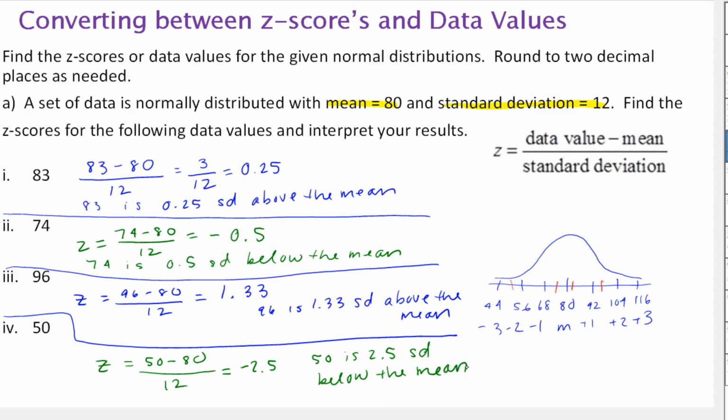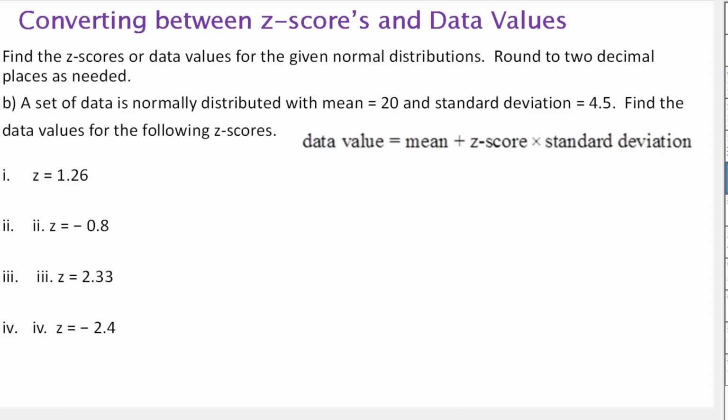Okay. Now we're going to look at the reverse direction. We're given z-scores and we want to find the corresponding data value given a different distribution. So here we're told that the mean is 20 and the standard deviation is 4.5, and we want to find the data values for the z-scores. So reversing this idea, let's make a little curve again.